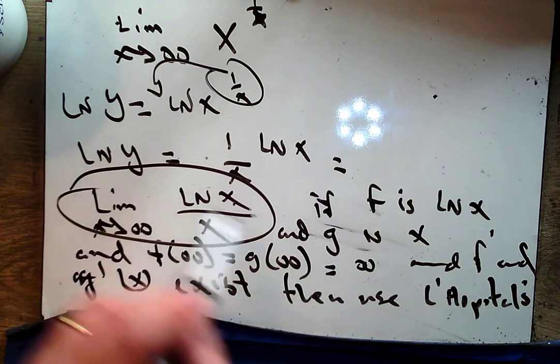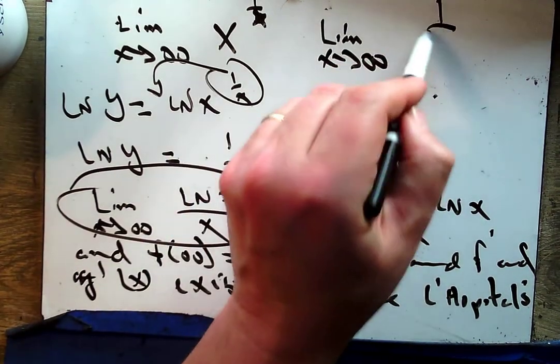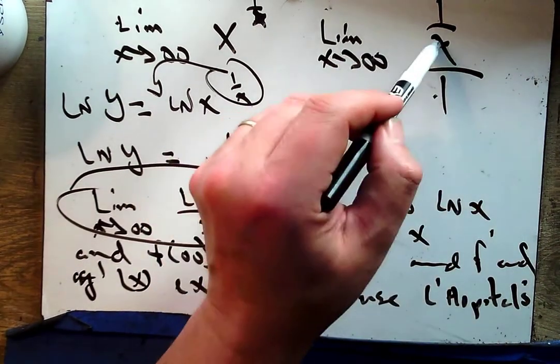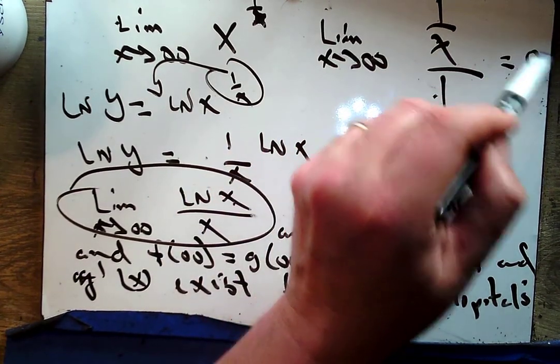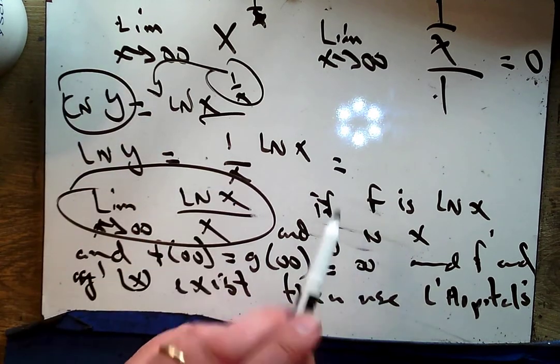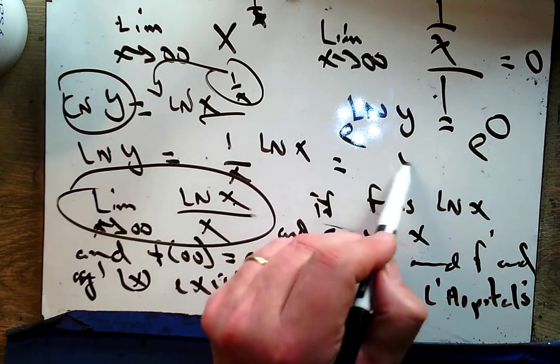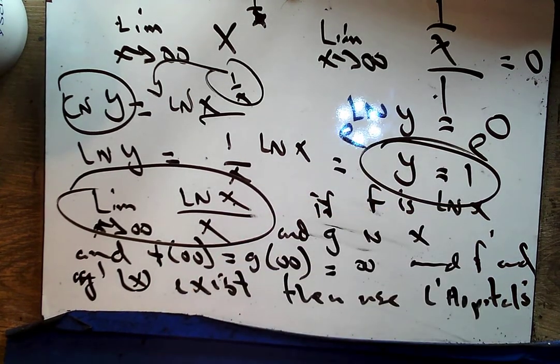Okay, so L'Hopital's. I'm here, and I want to use L'Hopital's. That's going to give me the limit as x heads to infinity of 1 over x over 1. I get 1 over infinity, which is 0, but don't forget, that's what the ln of y is. ln of y equals 0. We exponentiate, we get y equals 1. Nice. All right. So we've now had 0 to the 0, infinity to the 0.